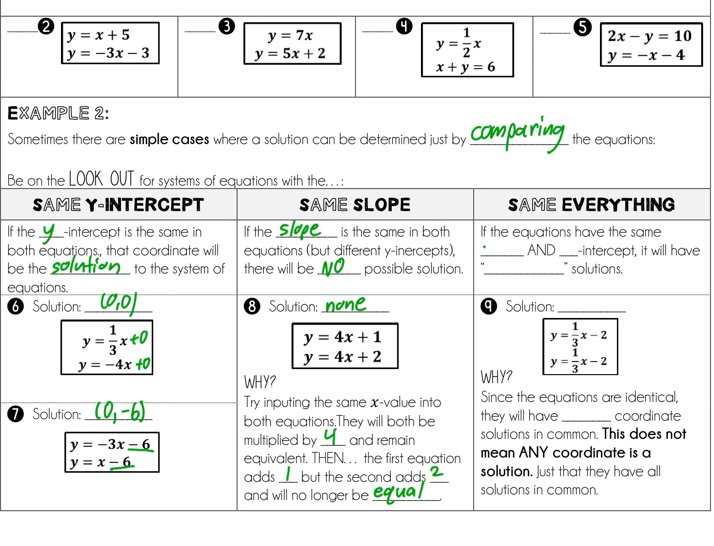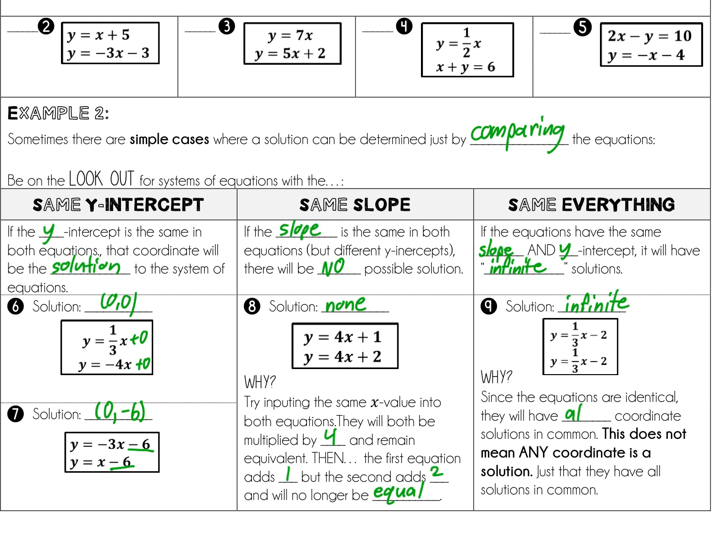The third thing you should be on the lookout for is when you have the same everything. If the equations have the same slope and y-intercept, it will have infinite solutions. So number 9 has infinite solutions because y equals 1/3 x minus 2 is written twice. They're the exact same equation.